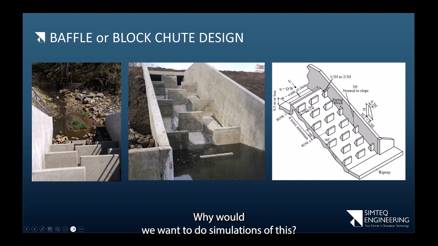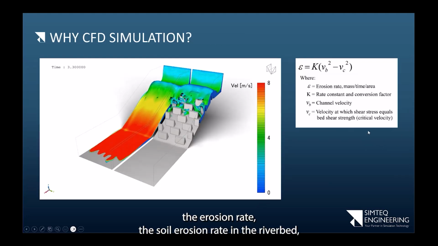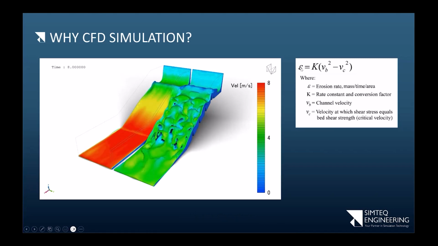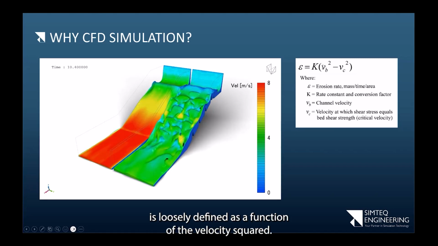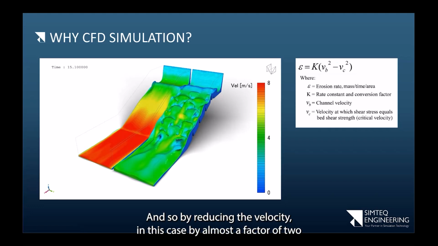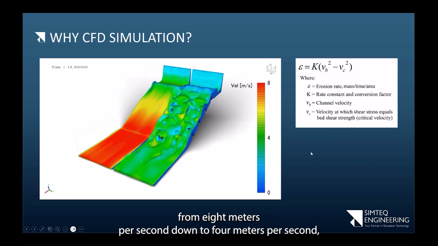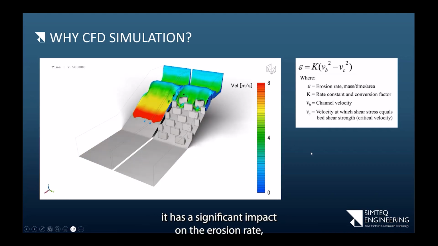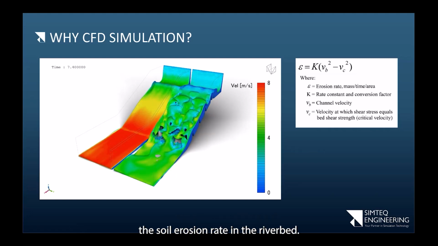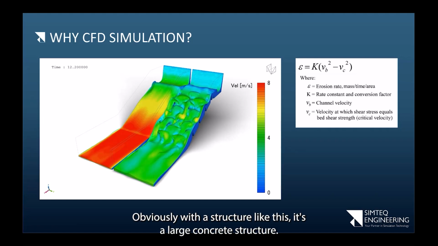Why would we want to do simulations of this? Well, it's important to see that the soil erosion rate in the riverbed is loosely defined as a function of the velocity squared. So by reducing the velocity, in this case by almost a factor of 2, from 8 meters per second down to 4 meters per second, it has a significant impact on the soil erosion rate in the riverbed. Obviously, with a structure like this, it's a large concrete structure.